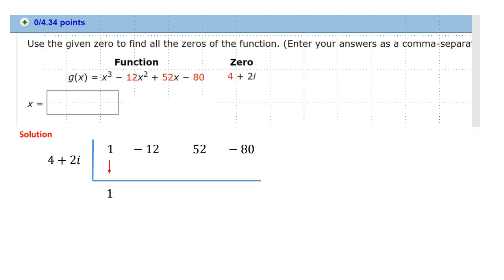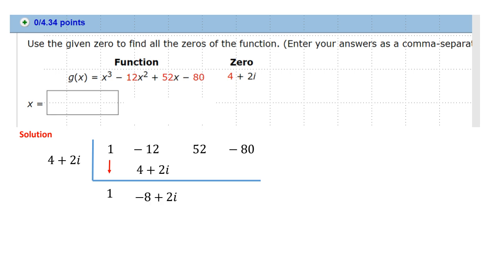Now the last one, use the given 0. So this is my given 0 to find all the zeros of the function. One way you can do it is use synthetic division. So here's x cubed is 1, x squared is negative 12, x has a coefficient of 52, and then we have negative 80. Since it's a 0 at the end, I better have remainder 0.